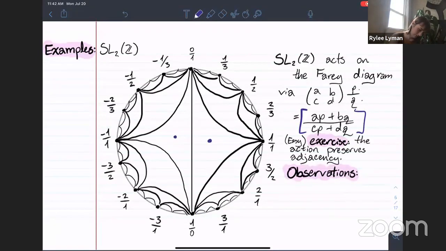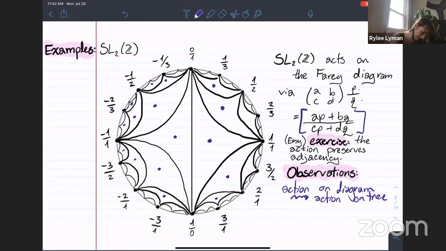So here's, and what's more, the action on the diagram gives you an action on the tree. Because we preserve adjacency, we send triangles to triangles. And so that means that we'll send the corresponding vertex to the corresponding vertex. So SL2Z acts on this tree that I'm just going to sketch a tiny bit of.